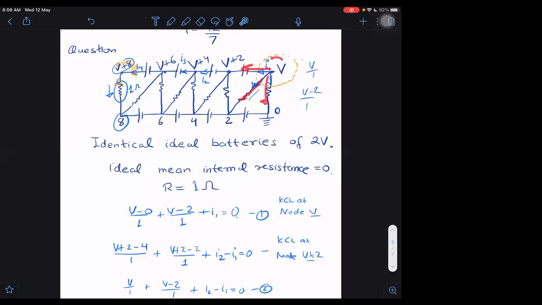Yes. How? By writing the junction law equation for these two. I will write I1 plus V by 1 plus V minus 2 by 1 is equal to 0. So I get I1 in this way, right? If I get I1, can I get I2? Yes, we can get I2.